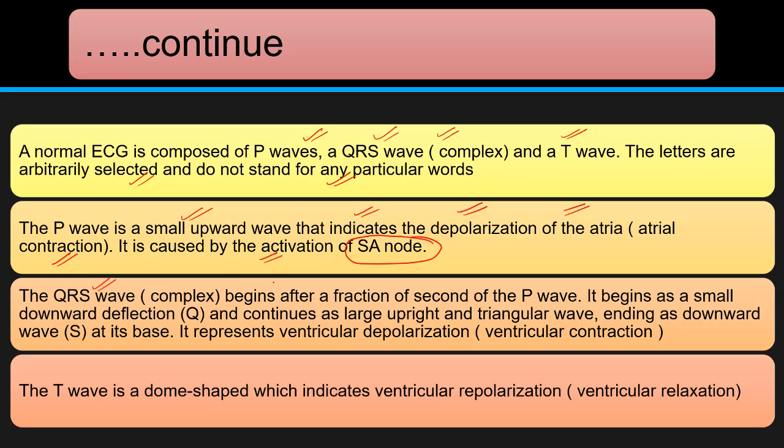The QRS complex begins a fraction of a second after the P wave. It begins as a small downward deflection Q and continues as a large upright triangular wave, ending as a downward wave S at its base. It represents ventricular depolarization or ventricular contraction. So the P wave represents atrial depolarization or atrial contraction, and the QRS complex represents ventricular contraction. The T wave is a dome-shaped wave which indicates ventricular repolarization or ventricular relaxation.